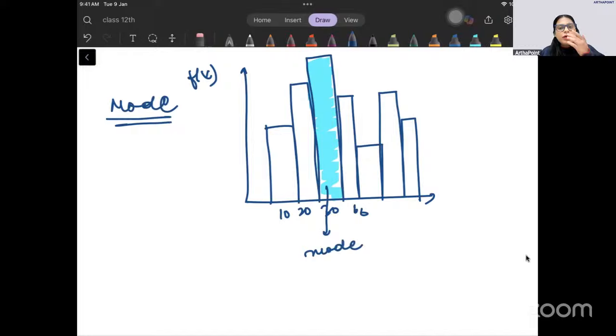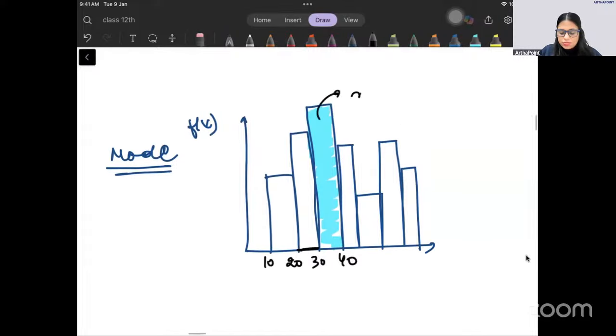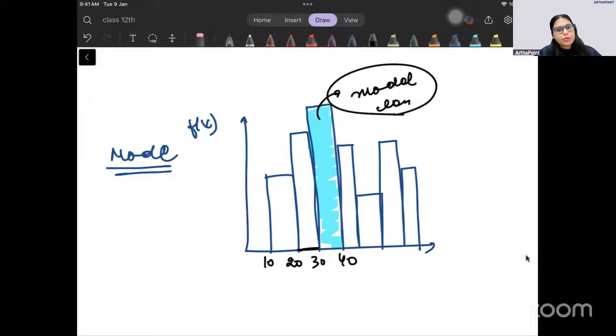Along with mode, a histogram can also represent classes. For example, this is the 10 to 20 class, this is the 20 to 30 class, this is the 30 to 40 class. Then this will be called the modal class, because it has the highest frequency. So anything with the highest frequency, whichever has the highest frequency, that will be your mode.